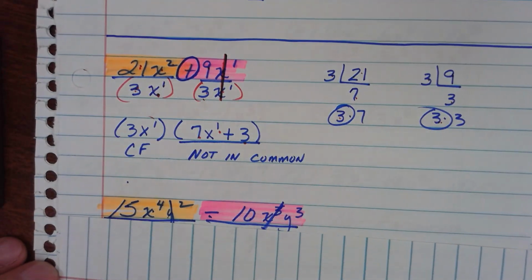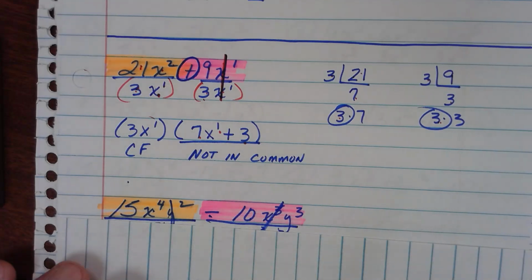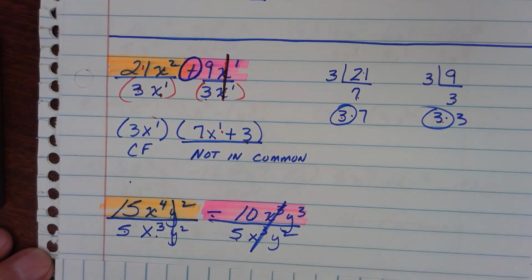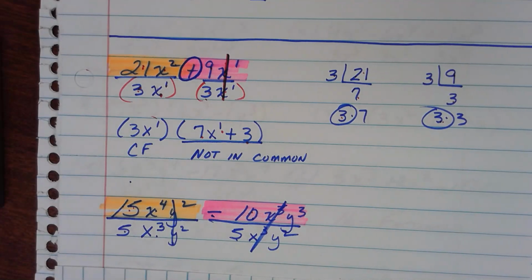Similarly here, 15x to the fourth y squared minus 10x cubed y cubed. This is pretty easy for me to figure out that 5 goes into both of those. 10 doesn't go into 15. 5 is going to be the biggest number. So if I can figure that out, and I'm really confident of it, without doing that ladder division, go for it.